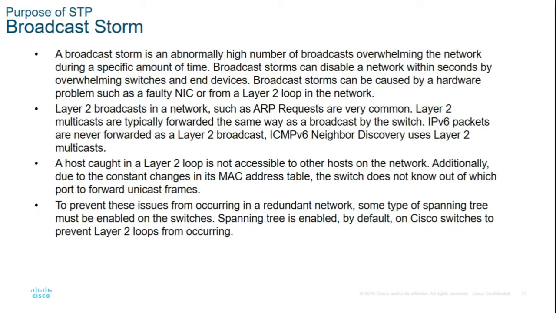Hosts caught in a Layer 2 loop are not accessible to other hosts on the network. Additionally, due to the constant changes in its MAC address table, the switch does not know to which port to forward unicast frames. The switch, so to speak, is now confused. So, to prevent all these issues from happening, some type of spanning tree protocol must be enabled on the switch. In Cisco switches, STP is enabled by default. This prevents Layer 2 loops from occurring.